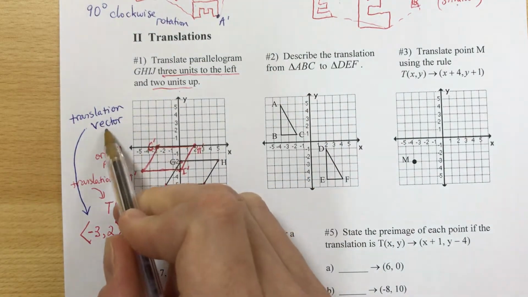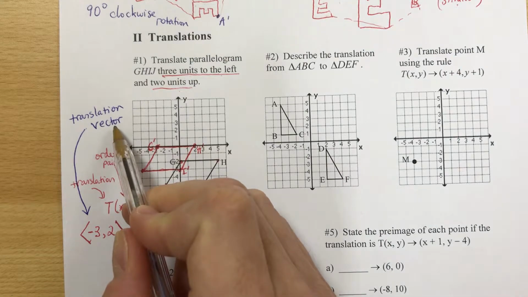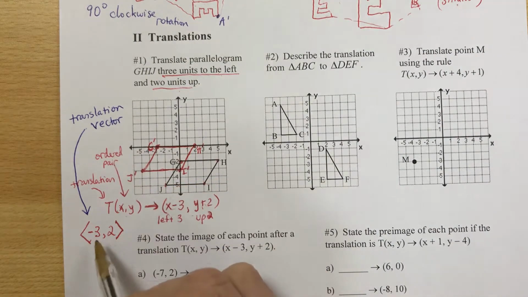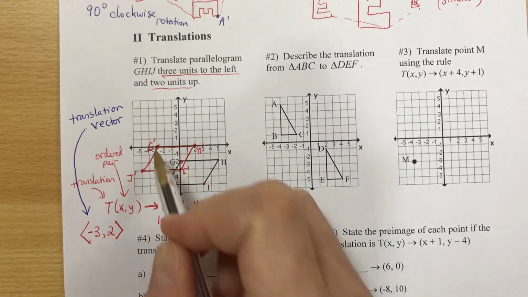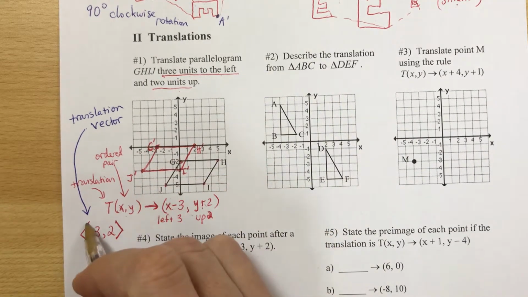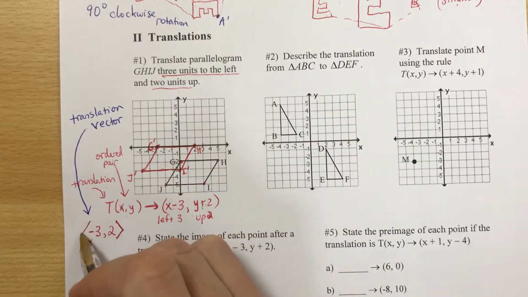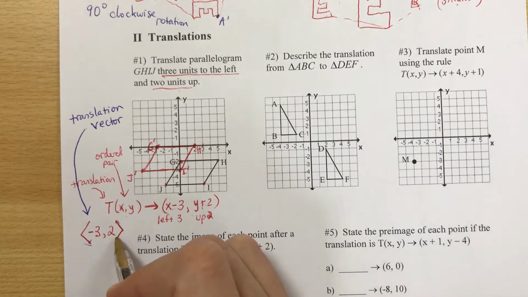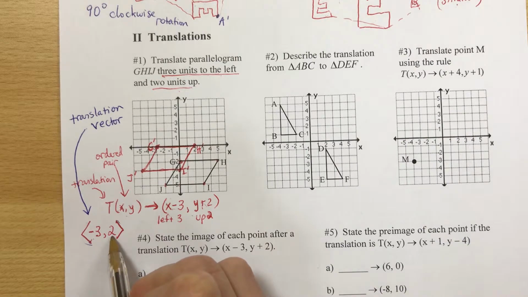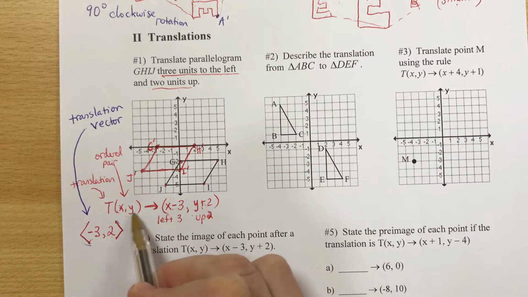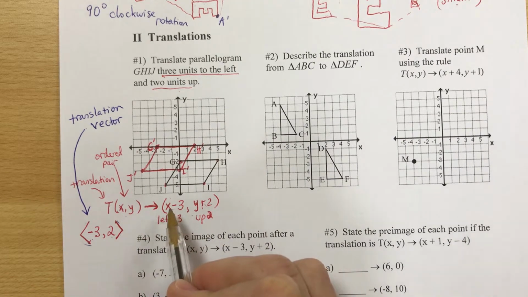A vector is just an object that has distance and direction. So this is telling you two things. This is not a point. It's not negative 3 comma 2. That's why we're not using parentheses. That's why we use the slanted brackets here. What this is telling you is you're going left 3, up 2. So it's an easier way of writing this.